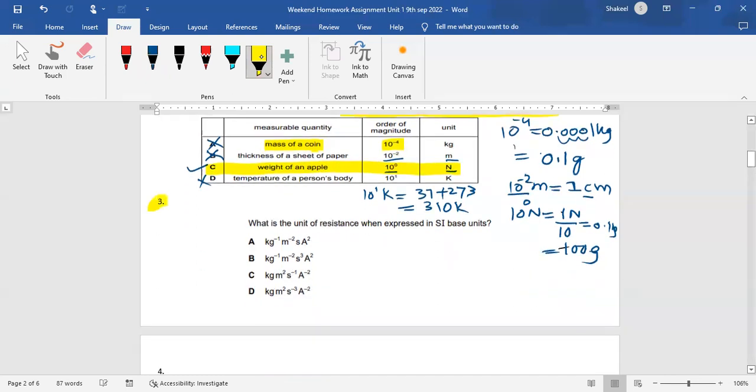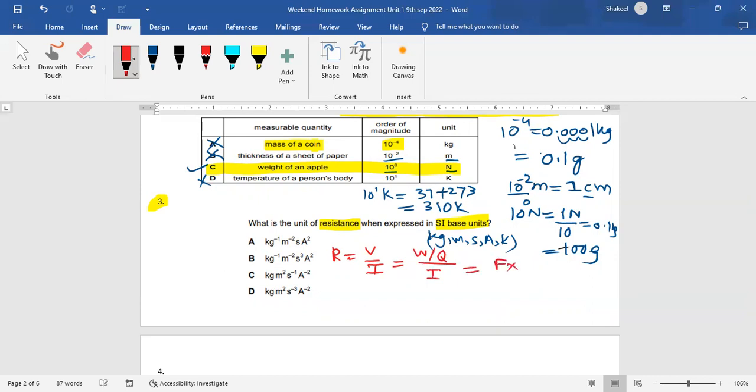Next thing, question number 3, what is the unit of resistance when expressed in SI base units? SI base units mean kilogram, meter, second, ampere, and Kelvin. Okay, now let's try to solve it. So resistance is V over I. This is the definition. And then V is work done per unit charge, right? V is potential difference, work done per unit charge.